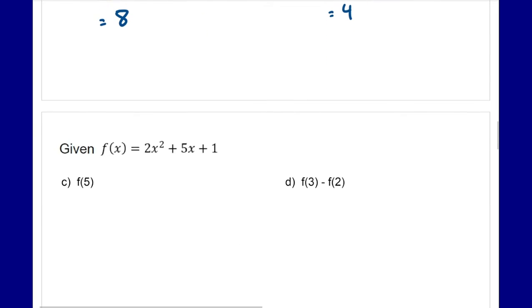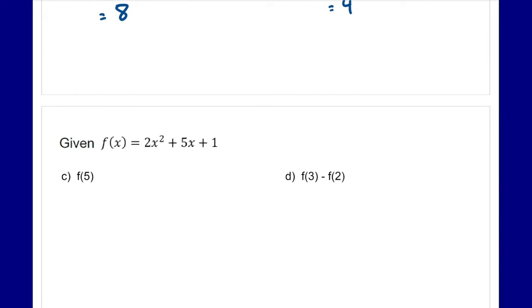Again, we can go through some other examples. C, same idea. Everywhere I see an x, I'm going to replace it with 5. So I get 2 times 25, which is 50, plus 25 is 75, plus 1 is 76. So again, these should be kind of straightforward calculations. If you need to take an extra step to go through, that's fine as well.